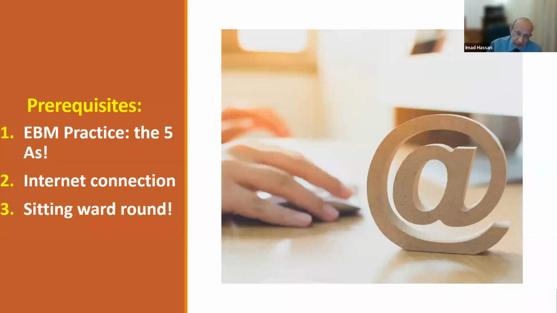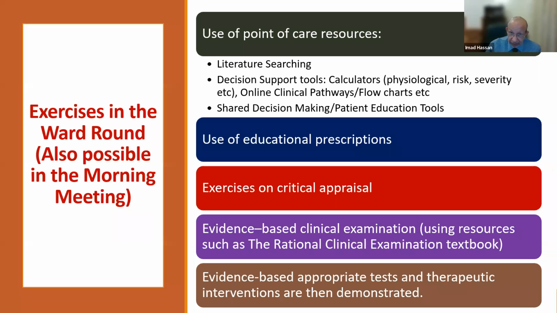So you really need these three prerequisites, right? As I mentioned, you can use point of care resources like PubMed via PICO, or the BMJ, or you can open Medscape and look at some calculators, right? And you can look at shared decision-making indicators. There is something called an education prescription. These are what the experts in EBM use. You can do some exercises in critical appraisal, but this needs time, right?